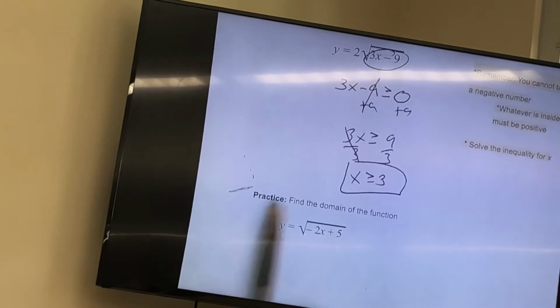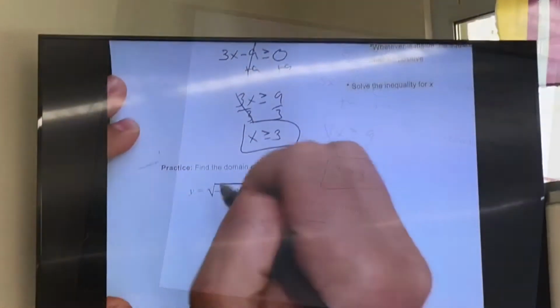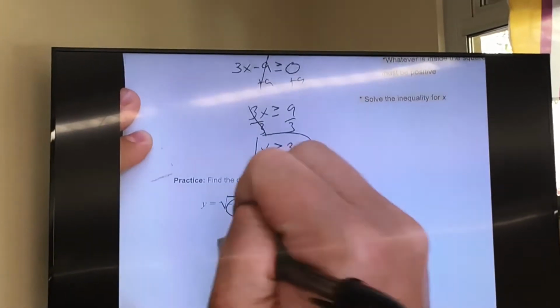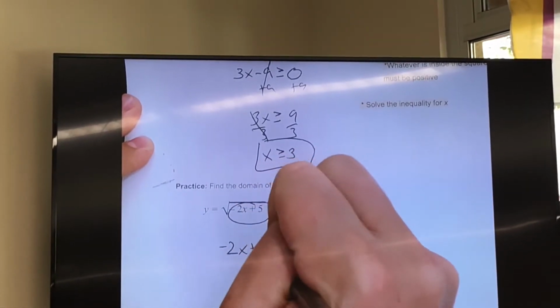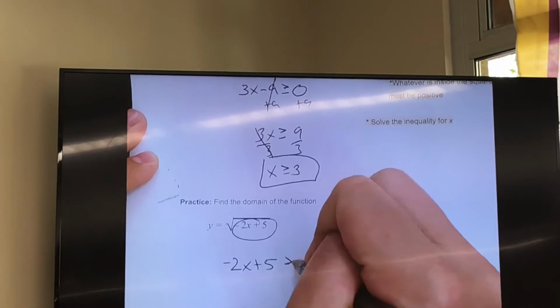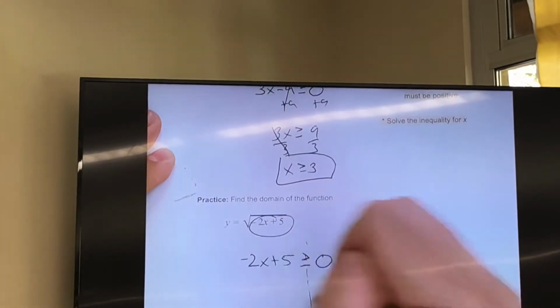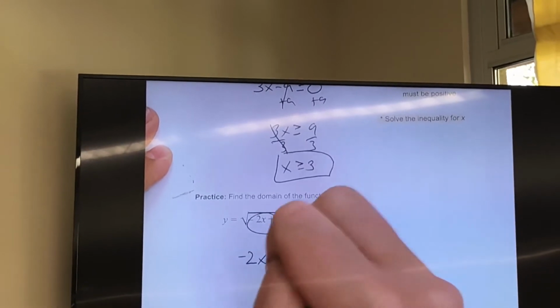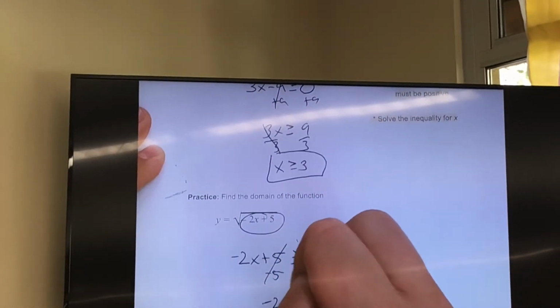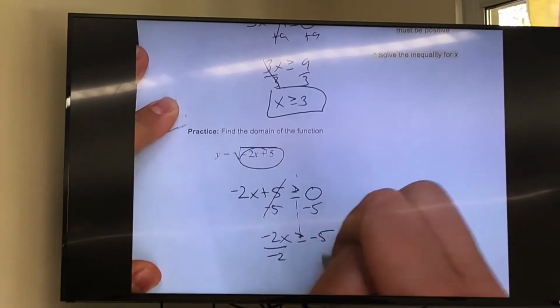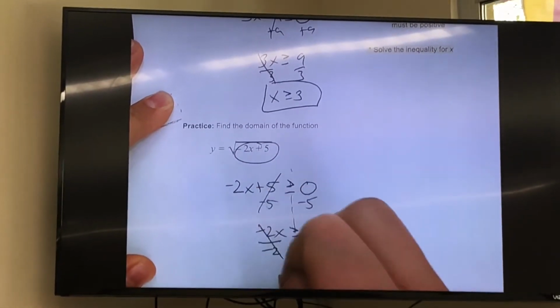Okay, so go ahead and pause your video now, folks, and go ahead and try the practice problem on your own. So what you should have been doing on the practice problem is taking the inside, which is negative 2x plus 5, and setting it greater than or equal to 0. Again, just like an equal sign, we're going to subtract 5 on both sides. Okay. Divide by a negative 2.